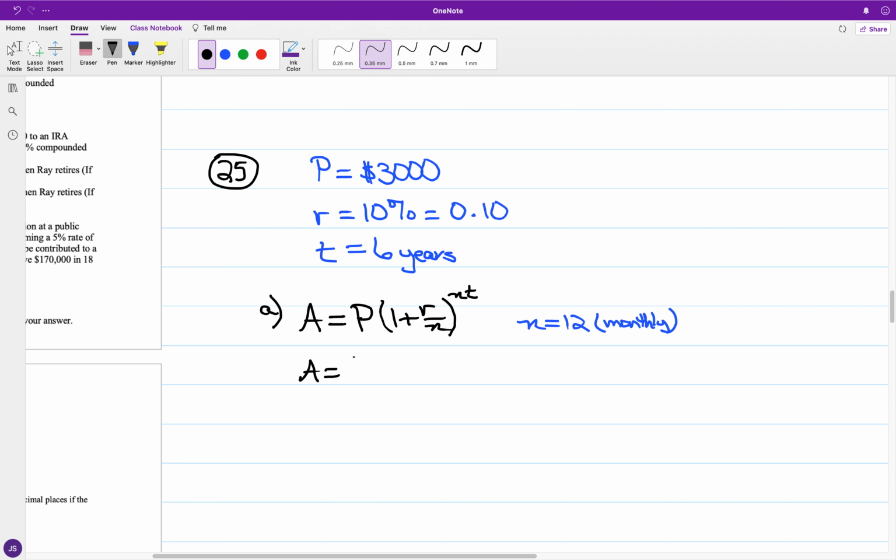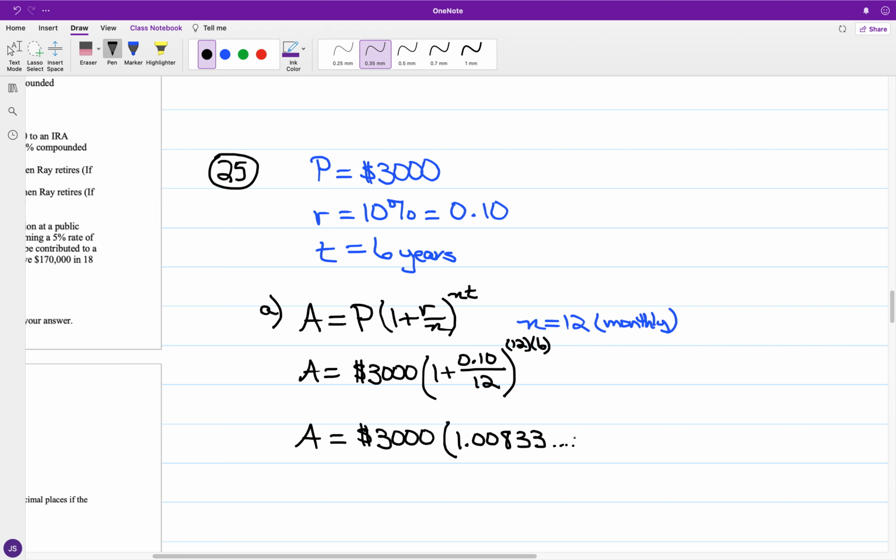So just filling in what we have here. P is $3,000. For 1 plus R over N, R is 0.1, over N, which is 12. And for N times T, N is 12 and T is 6. So $3,000 times the quantity 0.10 over 12, which is a repeating decimal of 3's, so among the first digits we have 1.008, followed by repeating 3's, and for the exponent, we have the 72nd power.